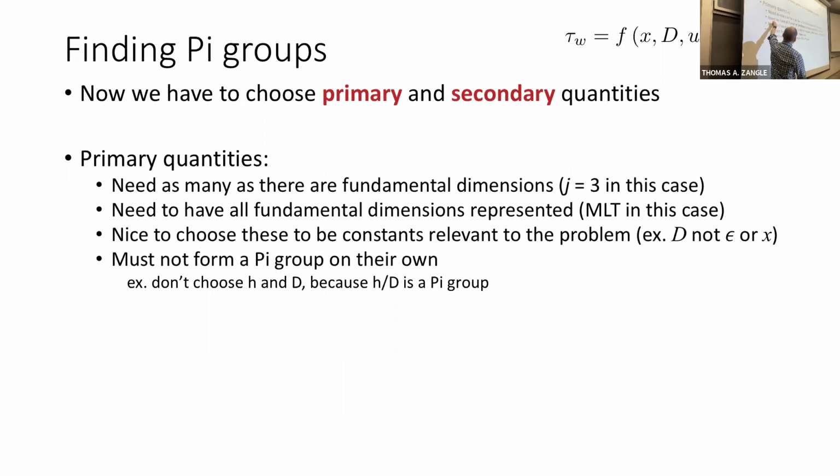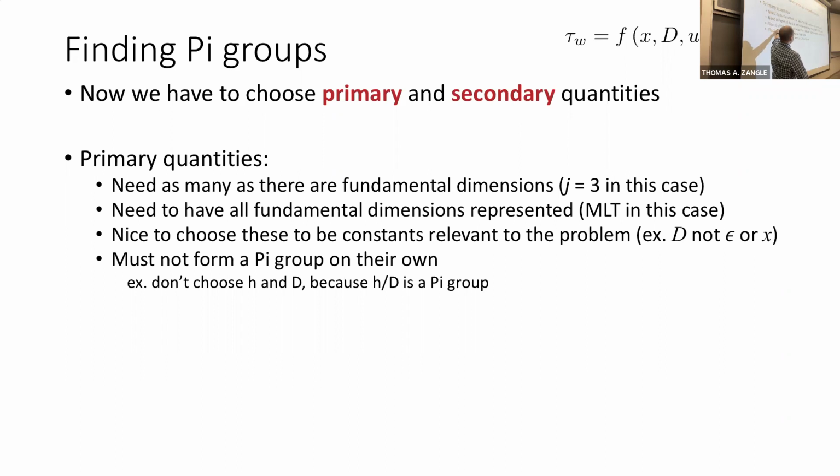And these primary quantities need to have all the fundamental dimensions represented, meaning that of the three variables that we designate as primary, at least one of them has to have mass in its dimensions. At least one of them has to have length. At least one of them has to have time, right? In this example, our primary dimensions are mass, length, and time. So we have to make sure that mass, length, and time are all represented within our primary quantities. So these are absolute need-to-haves.